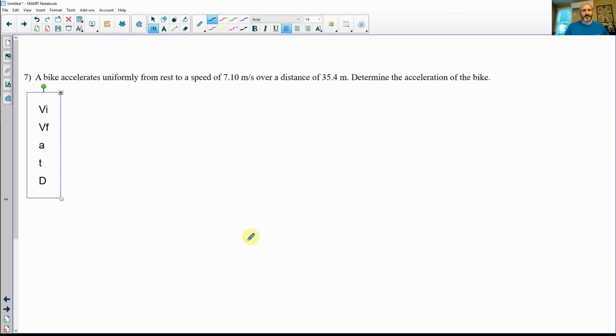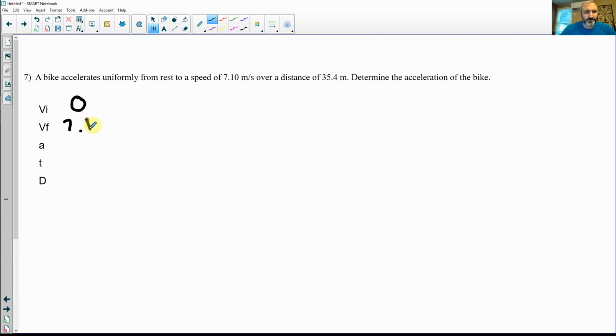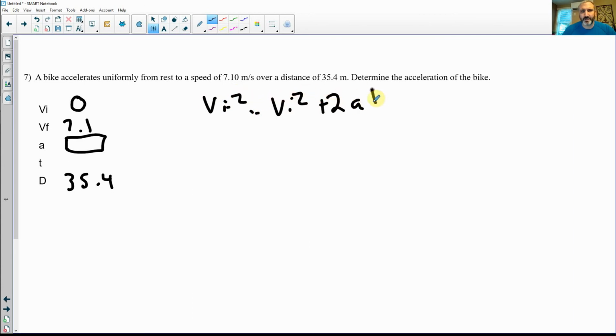That was fun. Next, a bike accelerates uniformly from rest. So that's my VI is going to be 0, to a speed of 7.1 meters per second over a distance of 35.4 meters. Determine the acceleration of the bike. That's easy. I think the best bet, VF squared equals VI squared plus 2AD. So 35.4 squared equals 0 squared plus, just kidding.